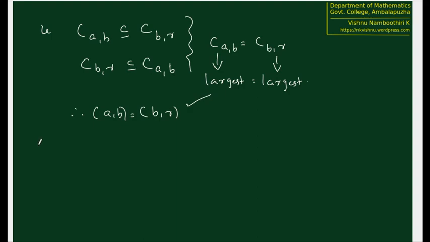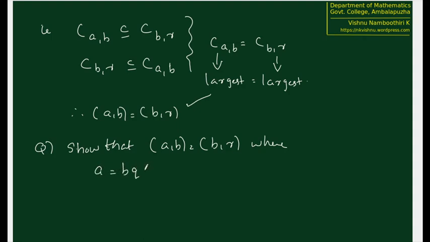So we proved the following. Show that GCD of A, B equals GCD of B, R, where A equals BQ plus R, 0 less than or equal to R less than B. R is the remainder as per the division theorem. So we have proved that GCD of A, B and GCD of B, R are exactly the same.